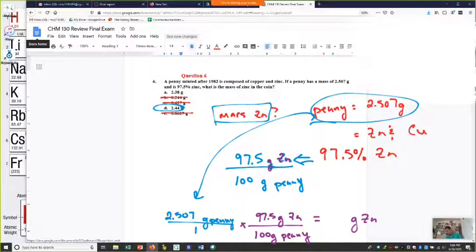Thankfully, we don't have to worry about sig figs in this case. This is a question where sig figs become irrelevant because all of our answers here have the same number of sig figs. They all have 3 sig figs. So we didn't have to stress about that within this particular question.